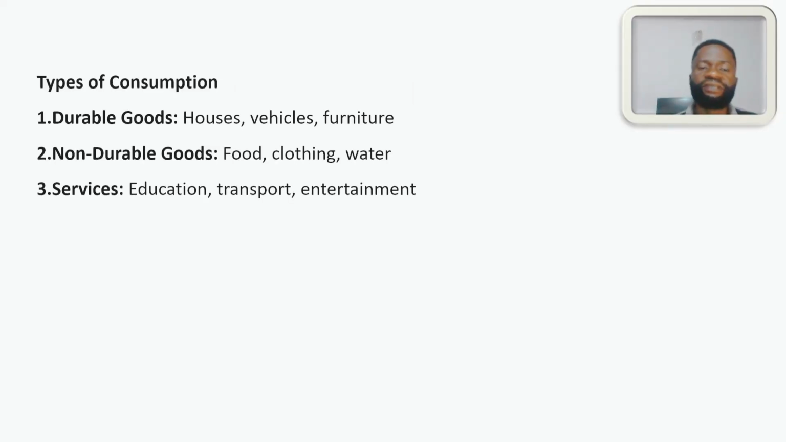So, types of consumption. Number one, we have durable goods. These are goods that last for a long time and can be used repeatedly. Examples are houses, vehicles, furniture, electrical appliances. Another one is non-durable goods. These are goods that are used up quickly and require frequent replacement. Examples are food, clothing, water, etc. Or buying of rice or bread. Those are non-durable consumption. And the last one is services.